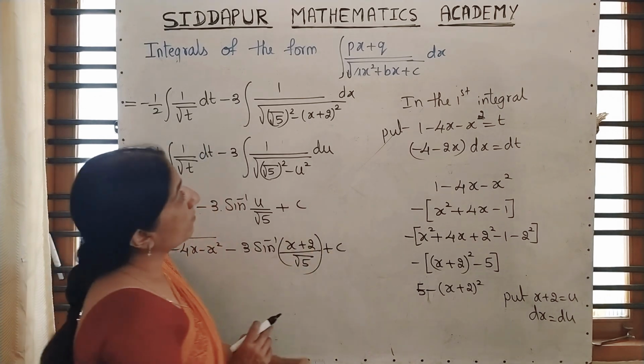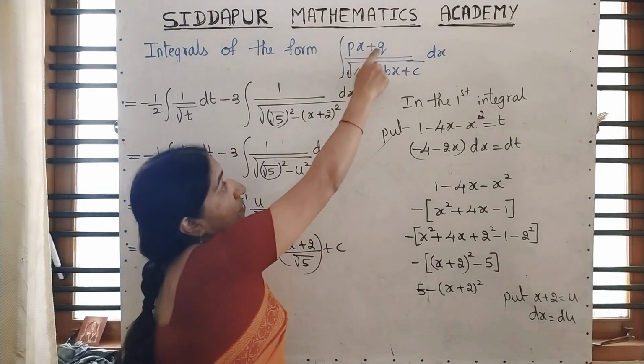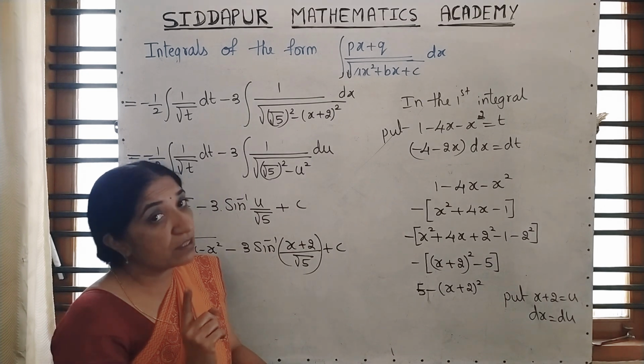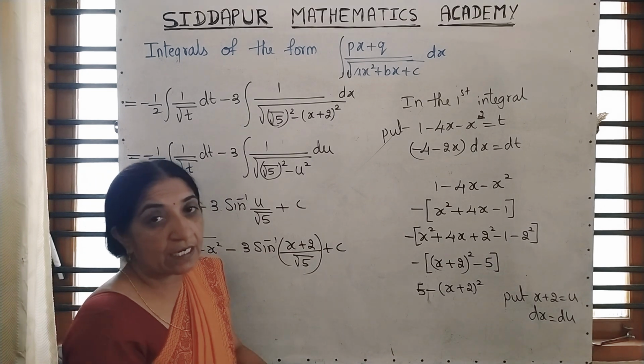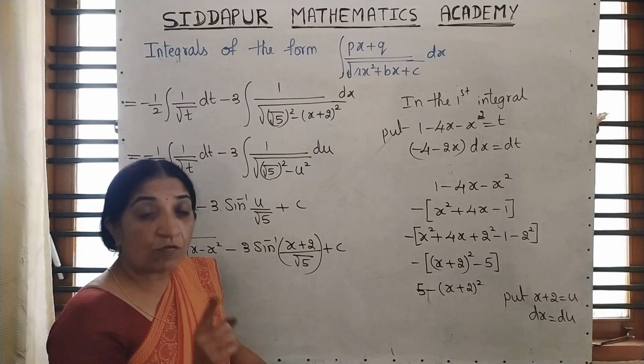So this is a method for integration of the type px plus q upon root of ax square plus bx plus c. So in the next class I will start with the exercise 7.4 from NCERT.